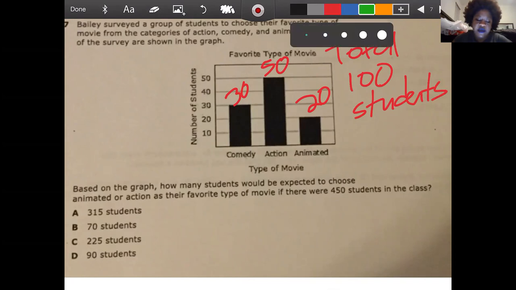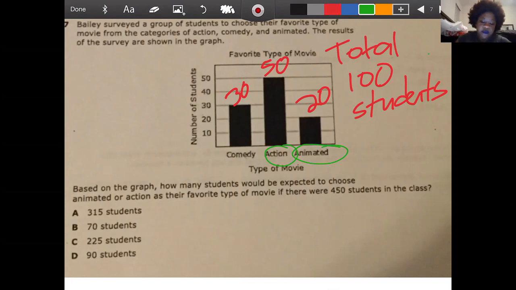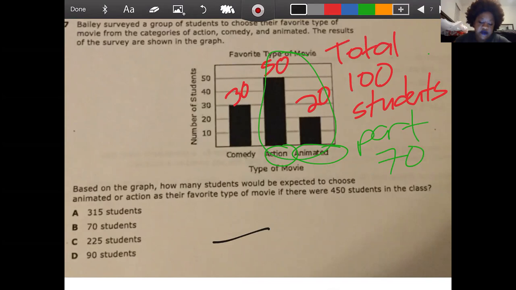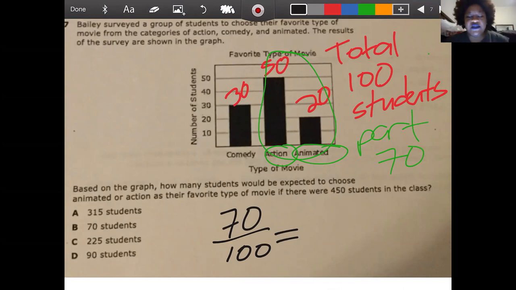Okay, now I need you to read the question so you can figure out what your part is gonna be. Based on the graph, how many students will be expected to choose animated or action as their favorite type of movie? So my total is 100, but the part, it's going to be 70 because we're only looking at action and animated, okay? So your total is your whole. We already know that. So let's go ahead and create that ratio. So it's going to be 100. Out of the 100, 70 would pick action and animated. But that's only out of 100 students because the graph is showing us that there was only 100 students surveyed.